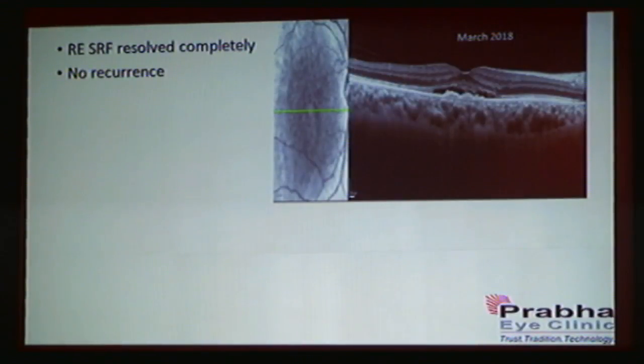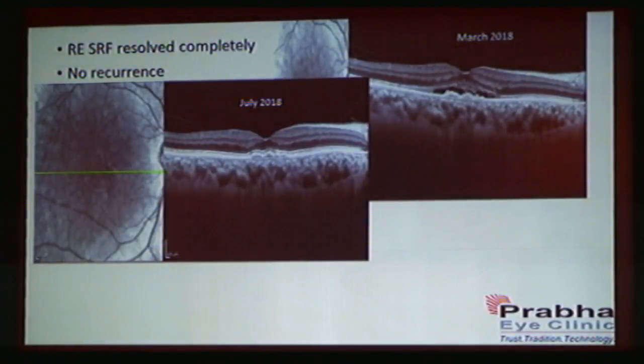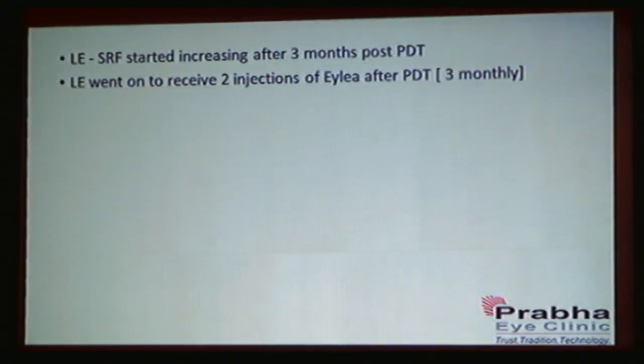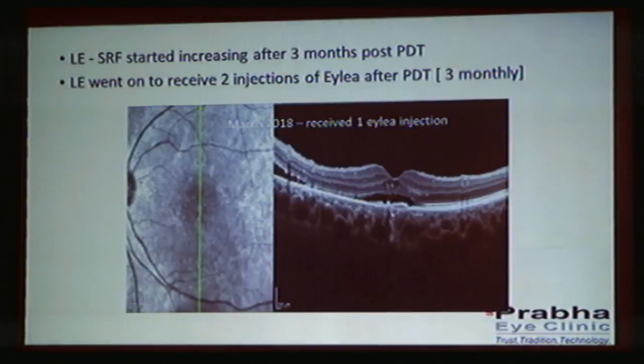This is in March 2018, this was in July, and this is in September. This is the recent one. So there was no recurrence of fluid whatsoever in the right eye. In the left eye, post PDT, we started giving ILIA again. This was in the month of March.